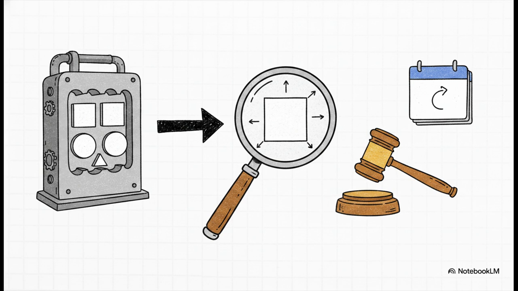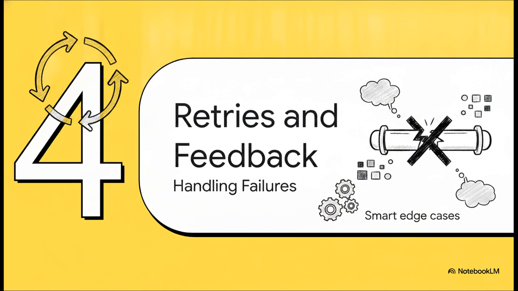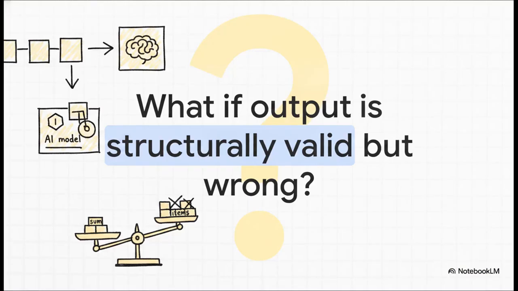That's where you enforce your actual domain logic locally, like making sure an end date actually comes after a start date. All right, heading into Section 4, Smart Retries and Feedback. Because what happens when that local validation fails? Consider this question for a second. What happens when the LLM output is structurally valid JSON but semantically wrong?